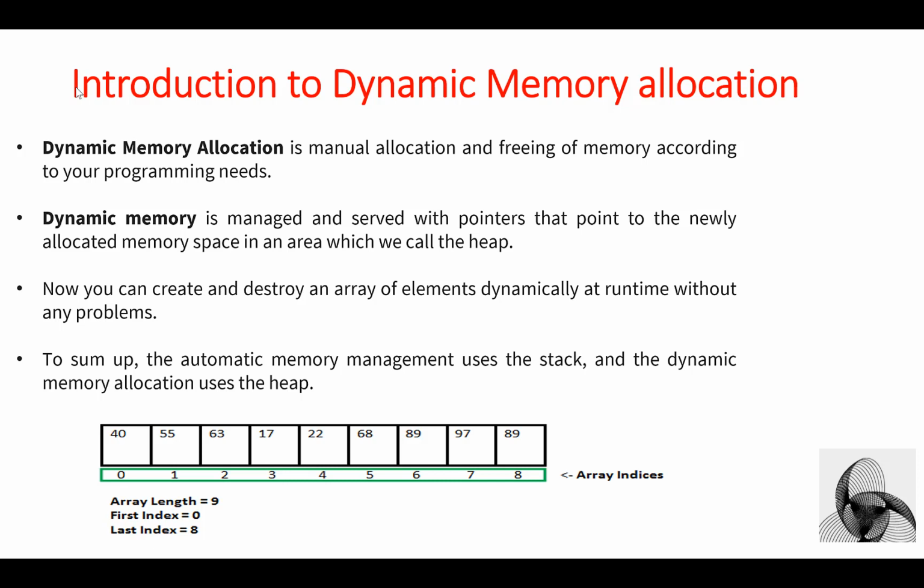As you know, an array is a collection of a fixed number of values. Once the size of an array is declared, you cannot change it. Sometimes the size of the array you declare may be insufficient. To solve this issue, you can allocate memory manually during runtime. This is known as dynamic memory allocation in C programming.